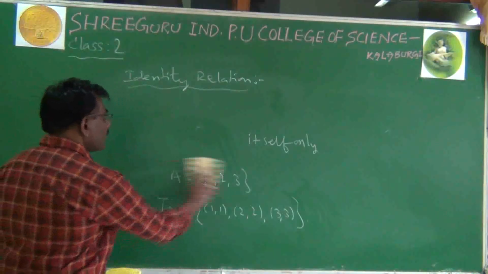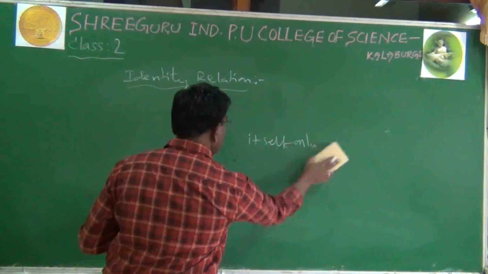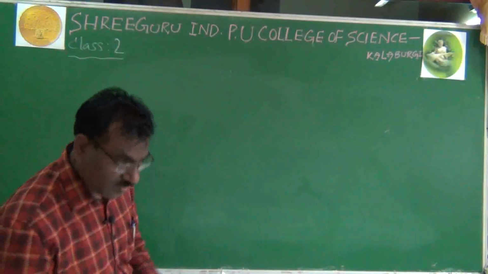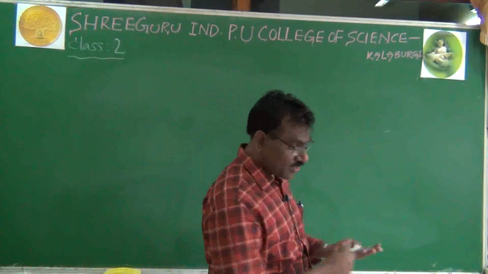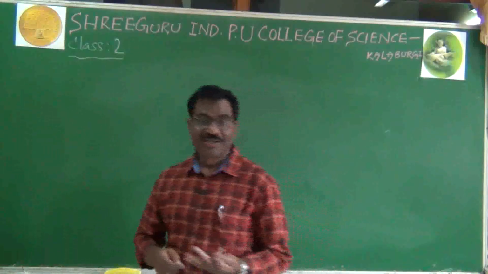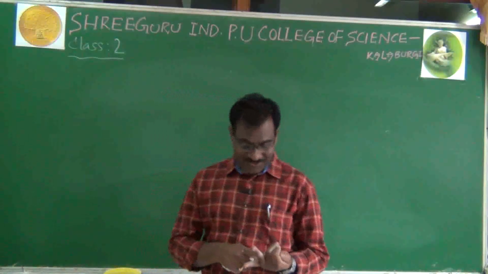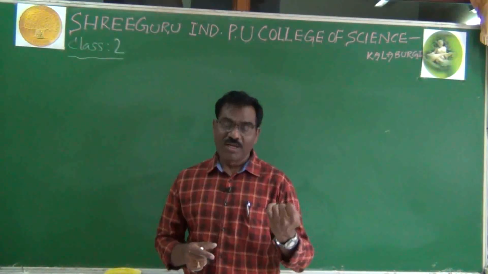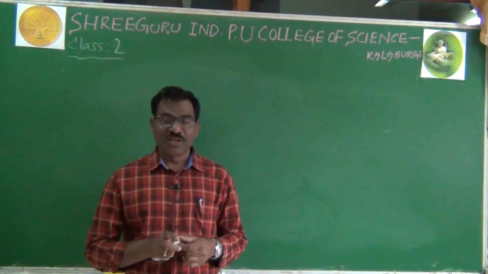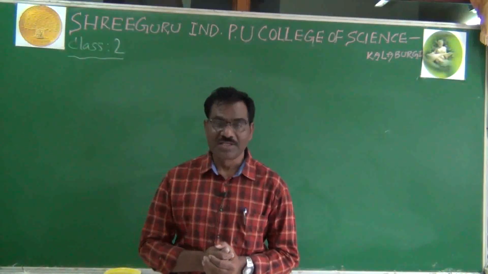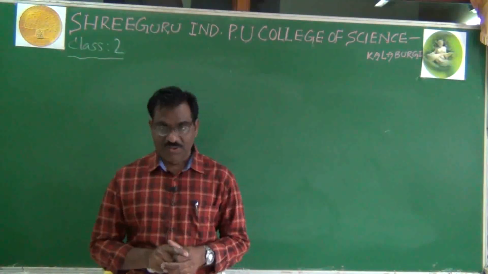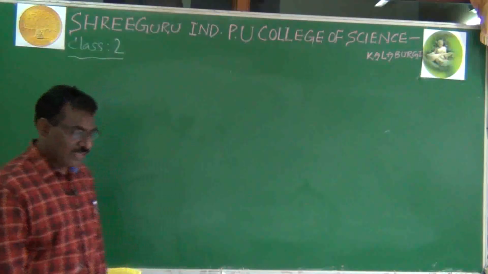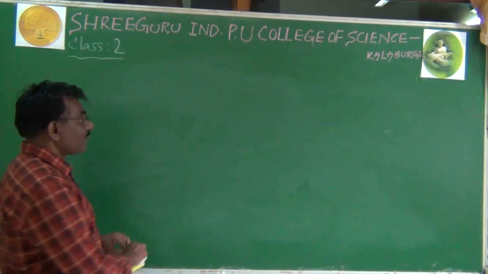So how many types of relations are over? Repeat once again: reflexive, symmetric, transitive, equivalence relation, void relation, universal relation, identity relation. So these are the types of relations.